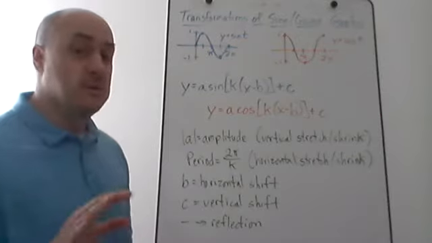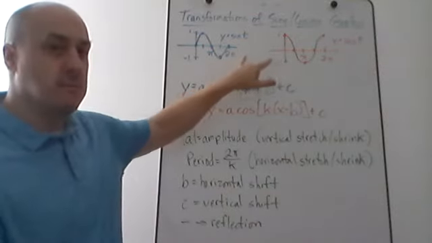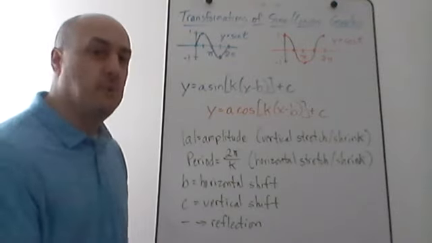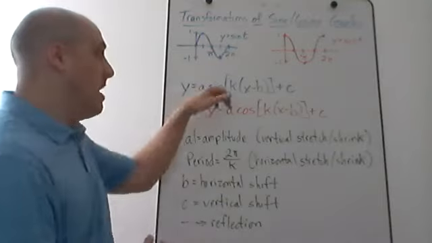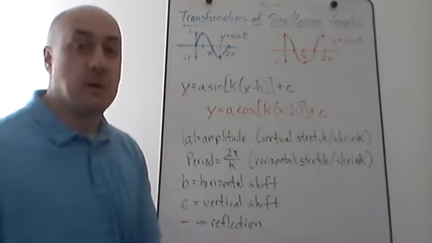What I'm going to do here is pause this recording and erase all these rules. I'll probably leave the parent functions up there so we can use them. Then we'll look at probably one example on this video of graphing one of these functions with these transformations, and then I'll do another video where we do a couple more examples.